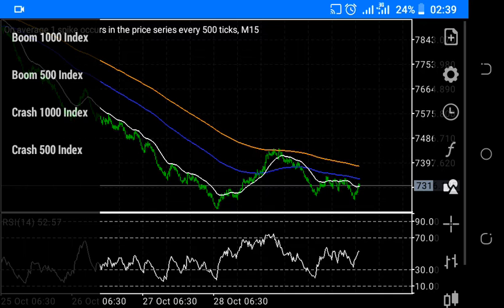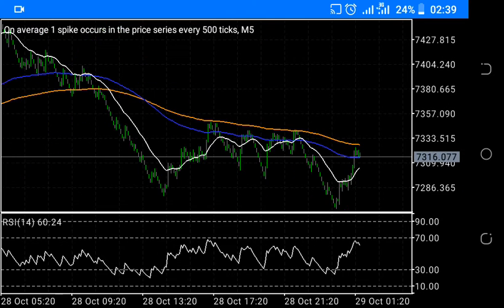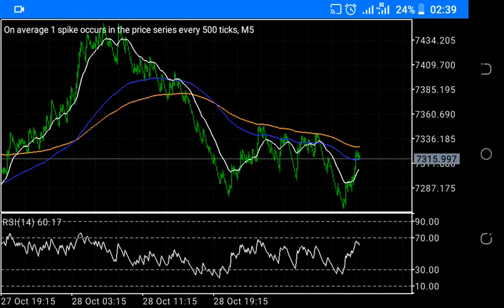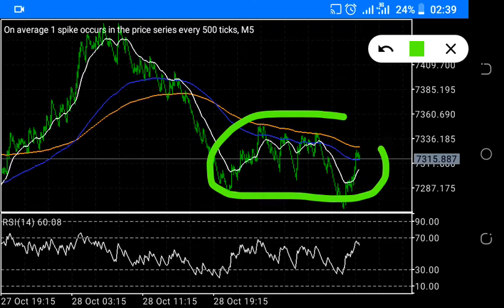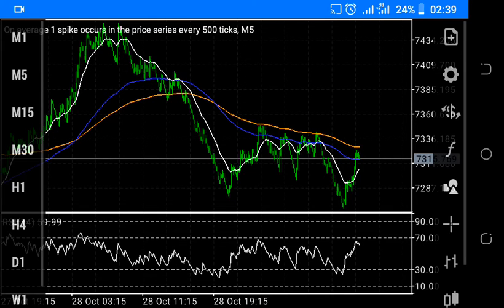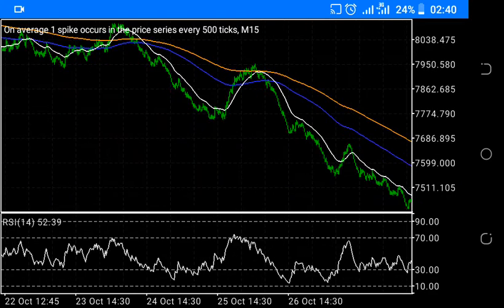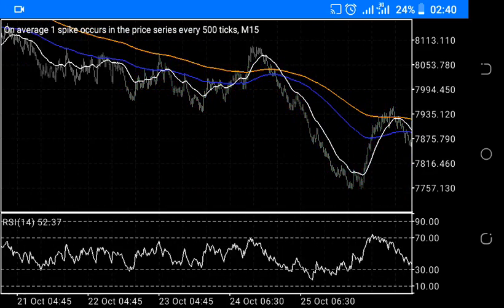What do I mean by that? Even if we check our M5, we can see that there is still no moving average cross. So everything the price is doing at this point is what we call ranging. The price is trying to range here, and you can see the moving averages have been cuddling themselves. So if you are going to be a successful boom and crash trader who wants to trade with moving averages, the first thing is for you to always watch out for moving average crosses.